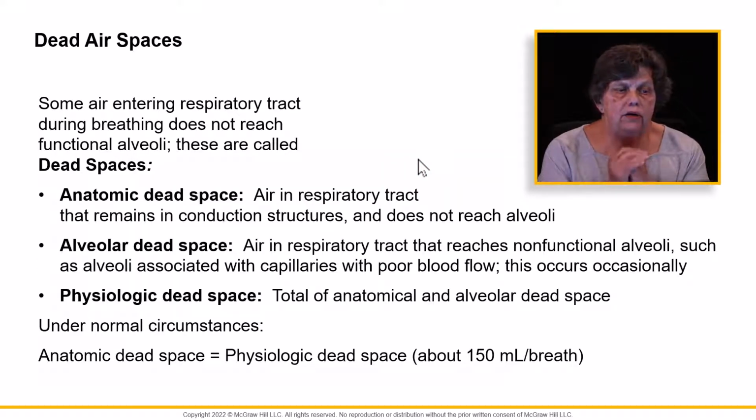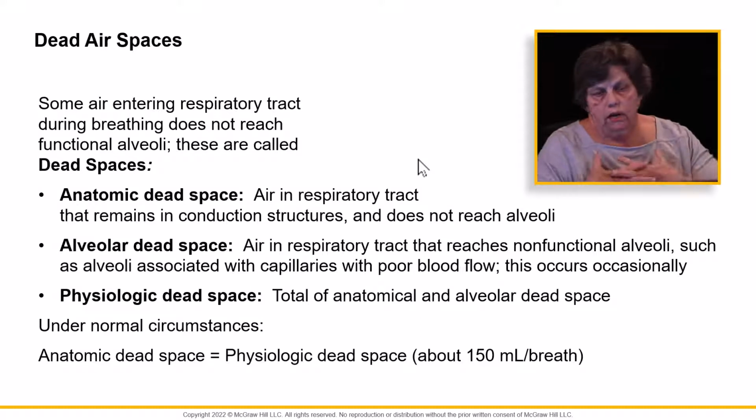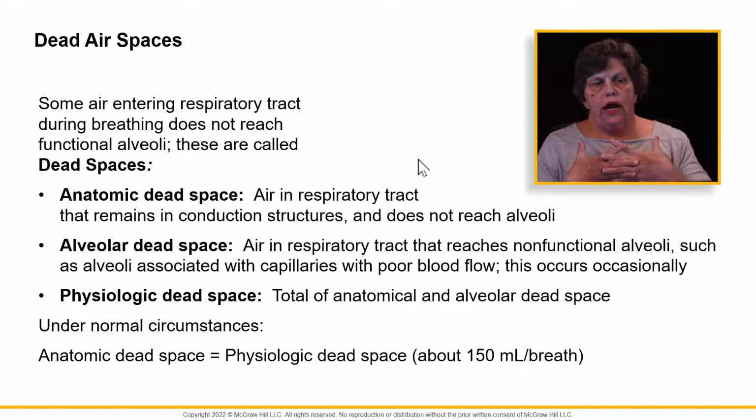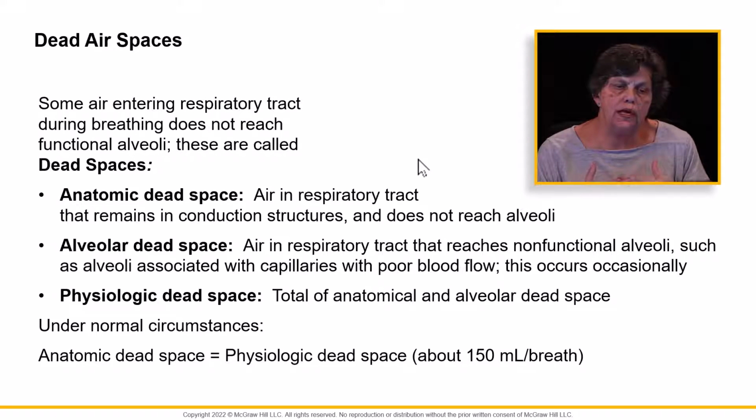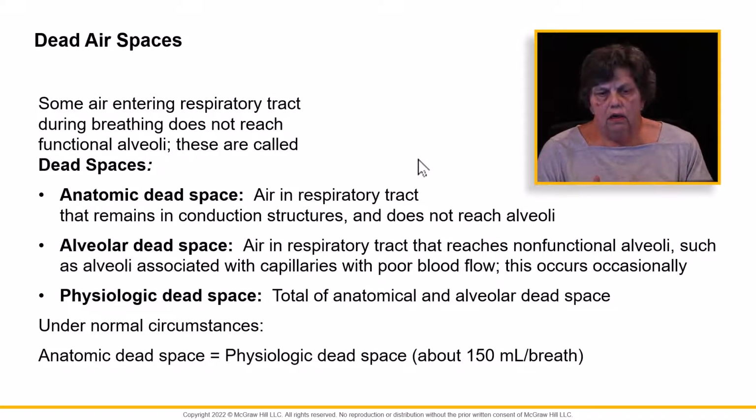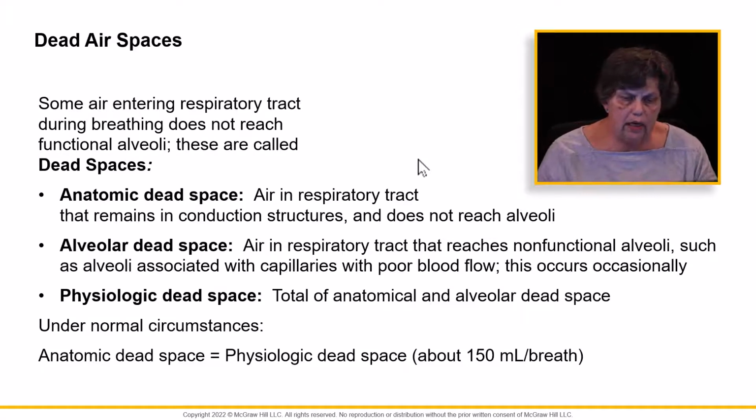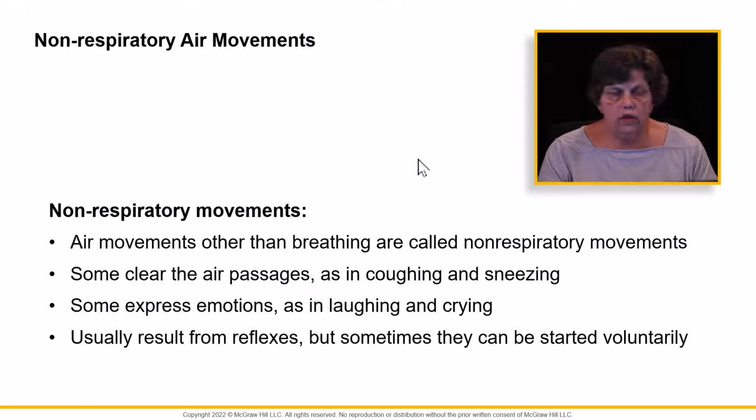There is a dead air space. You can't, again, breathe it all out. So you have anatomic dead air space. This is the air in the respiratory tract that remains, that didn't reach the alveoli. Then you have the alveolar dead space, air that reached non-functional alveoli, or maybe there's some poor blood flow or something like that. And then you have the physiological dead space, which are the two combined. And so we leave about 150 mLs in the system with each breath out.